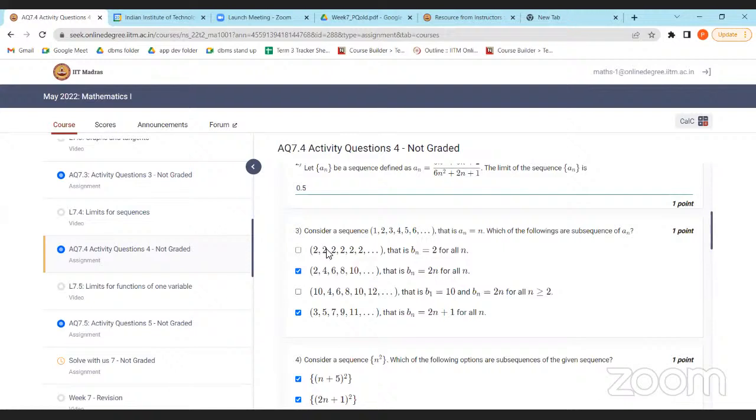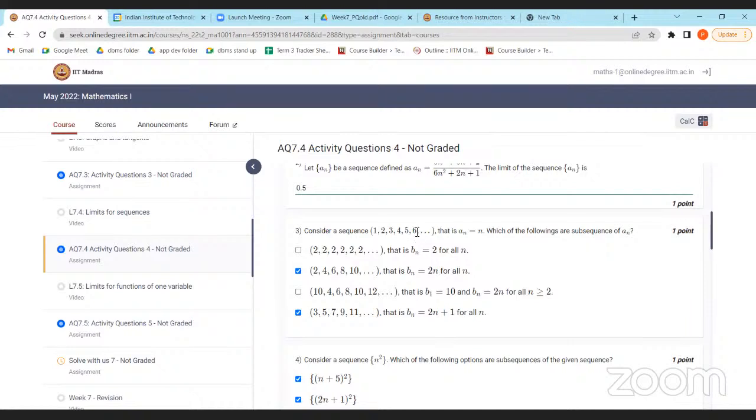So here, if 2 is present, only once is present, right? So I cannot consider this as a subsequence of this particular thing. So this is not valid. It is valid, right? I will get 2, 4, 6, 8, 10 from this thing. So this 10 is present here, but not in the same order, right?